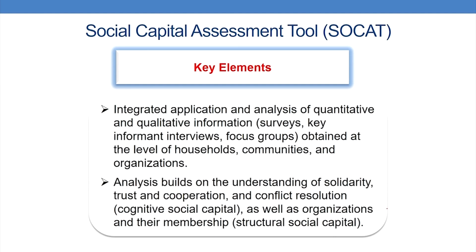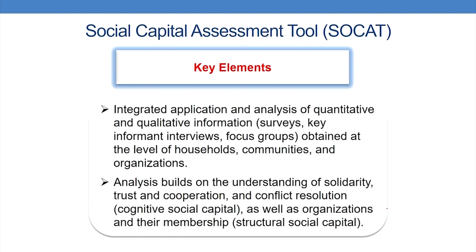Now, what are the key elements of the SOCAT? Primarily two: integrated application and analysis of quantitative and qualitative information, usually in the form of surveys, key informant interviews, focus groups obtained at the level of households, communities and organizations. And the analysis builds on the understanding of solidarity, trust and cooperation and conflict resolution, which is cognitive social capital, as well as organizations and their memberships.